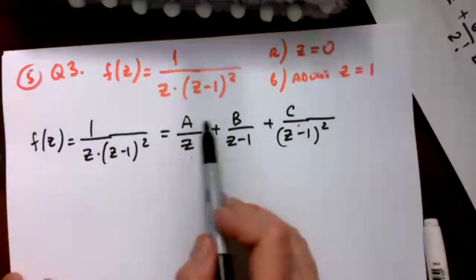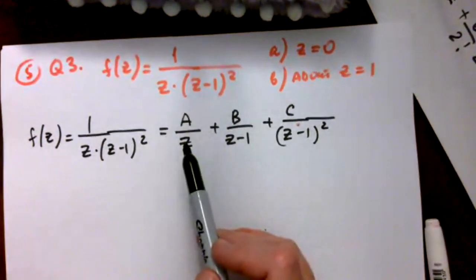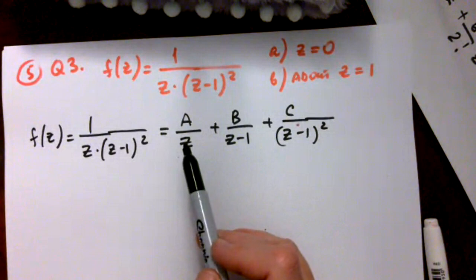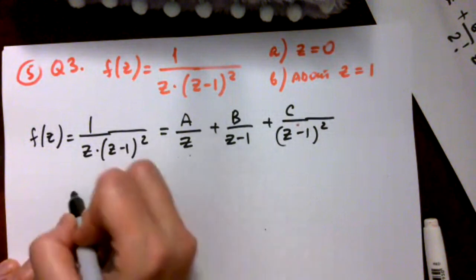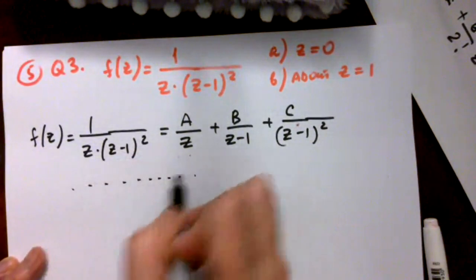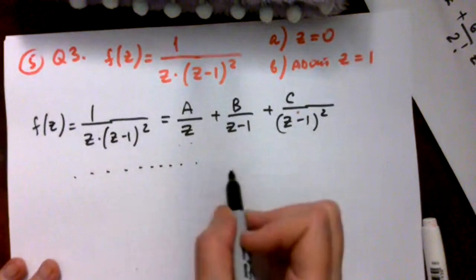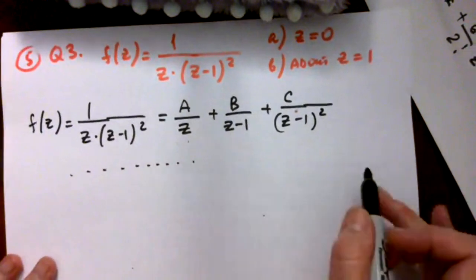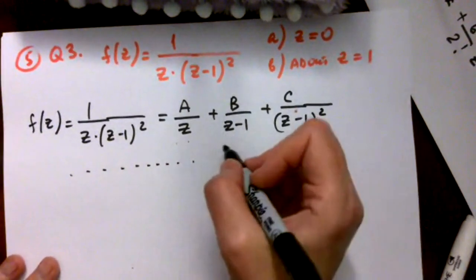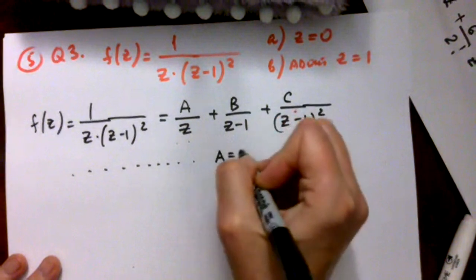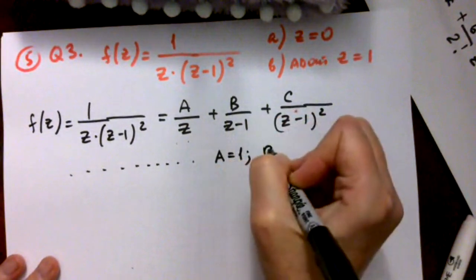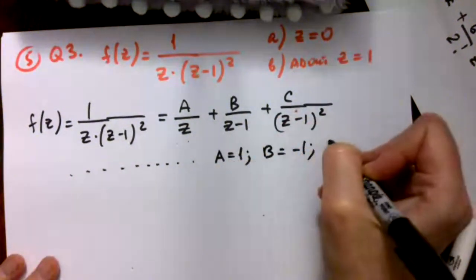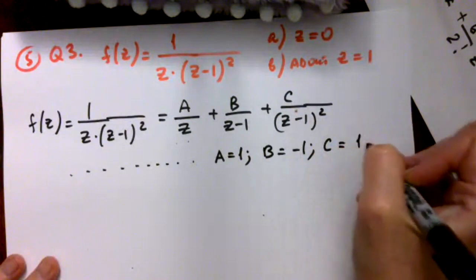And next, how to find A, B, and C. That was discussed in example 3 today. So I think you should be able to do it by yourself. Please try to do it. It's going to be your little homework. I can give you answers, by the way. A should be equal to 1, B is equal to minus 1, and C is equal to 1.